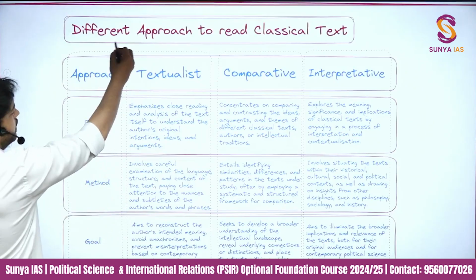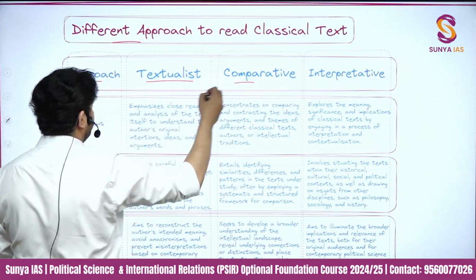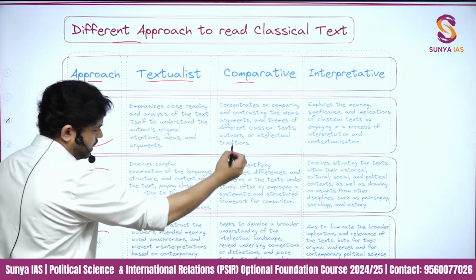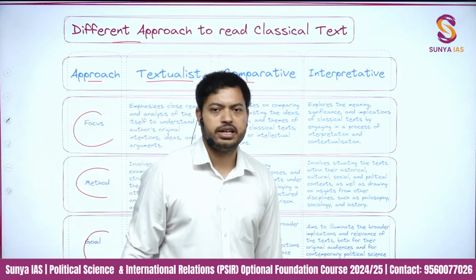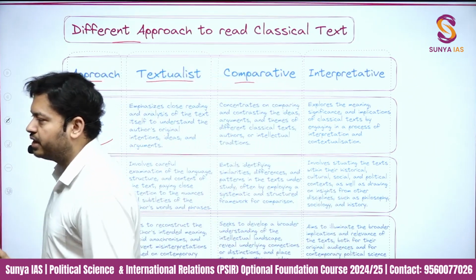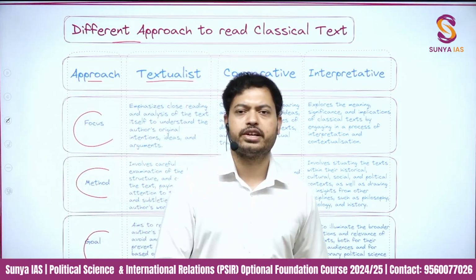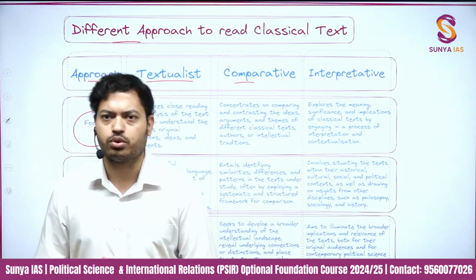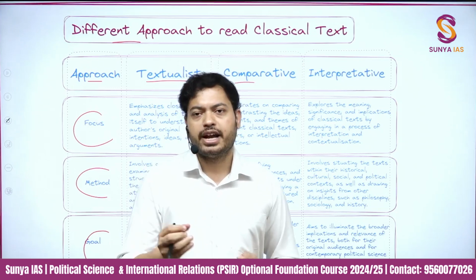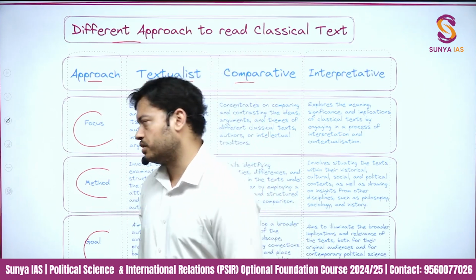So these are different approaches to read a classical text. Approaches: textualist, comparative and interpretive approach, with focus, method and goal. Each one is defined; the information is already tabulated over here. Once you have understood what is going to happen in the textualist approach, the comparative approach, and the interpretative approach, let's move forward and take an example where it will make more sense.